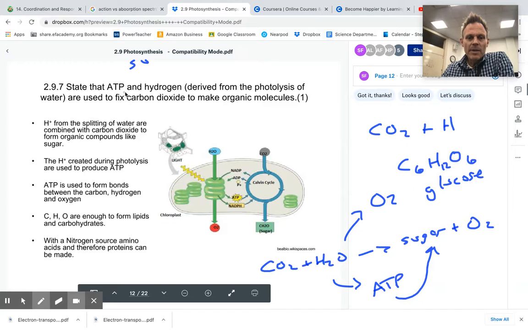The ATP and hydrogen that we broke off here, maybe we should draw our hydrogen down here also, is going to be used to fix, which means to connect, carbon dioxide to make our organic molecules, specifically glucose.